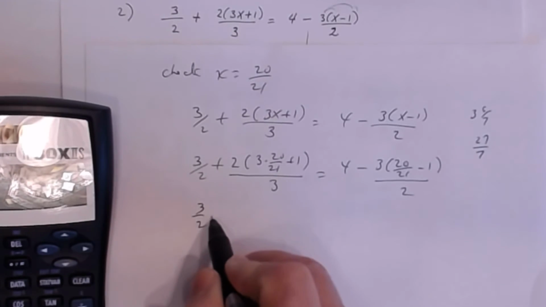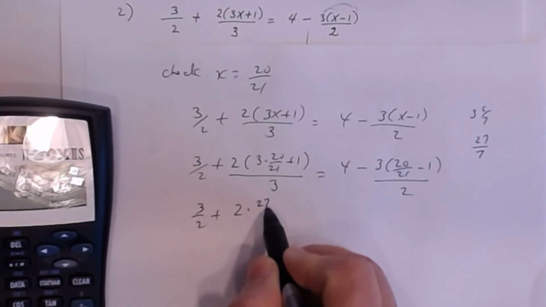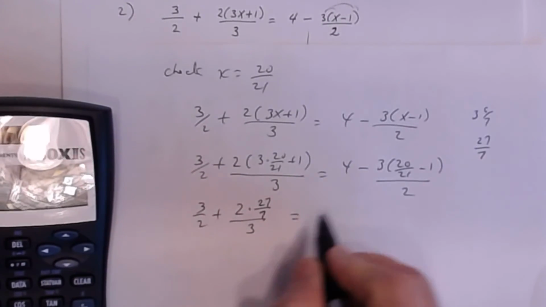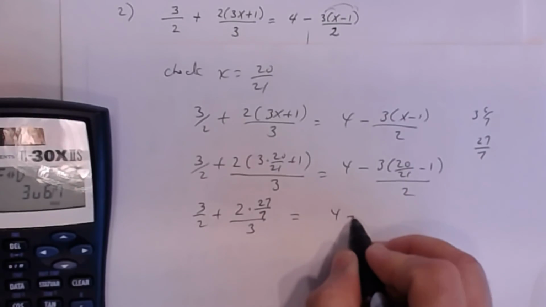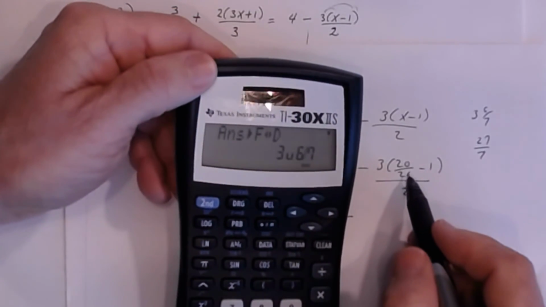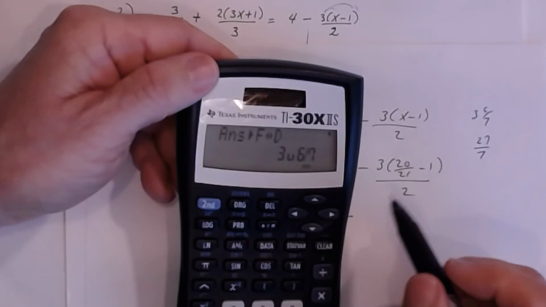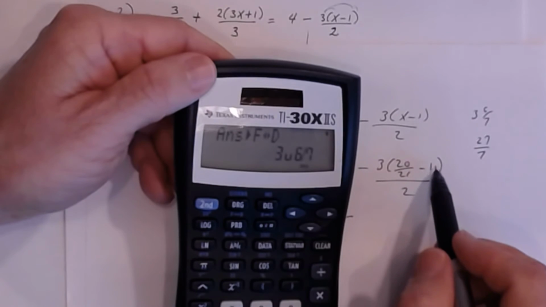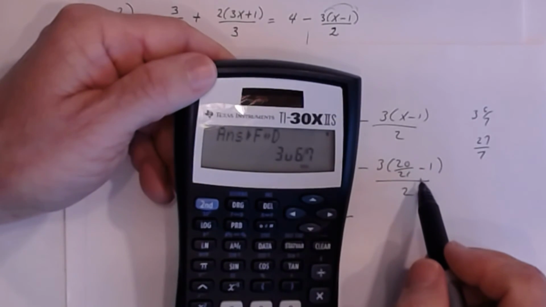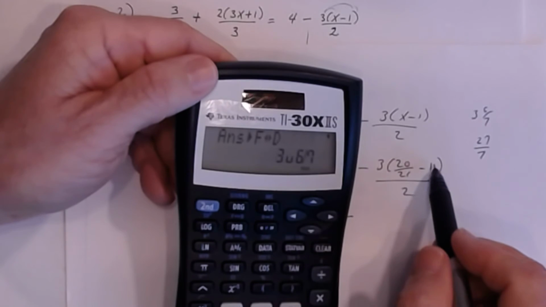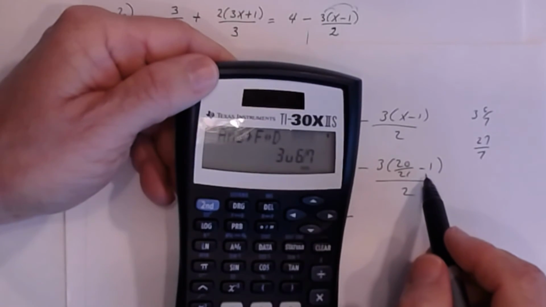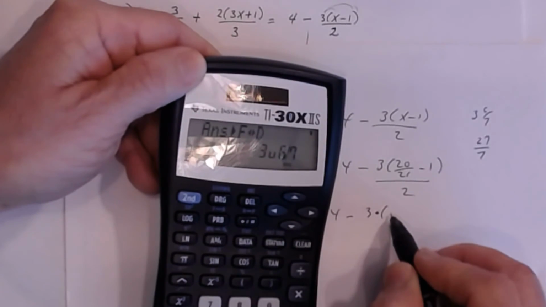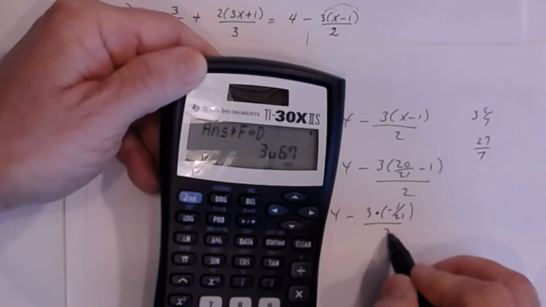So I get 3 halves plus 2 times 27/7 divided by 3 equal, and let's go ahead and do the same thing here. So it'll be 4 minus, all right, so now this one's easy for y'all to do in your mind. You don't need a calculator because look, 20 divided by 21 minus 1. Well, y'all know that 1 is the same thing as 21 divided by 21. So 20 over 21 minus 21 over 21 should be a negative 1 divided by 21. So this would be minus 3 times a negative 1 divided by 21 divided by 2.